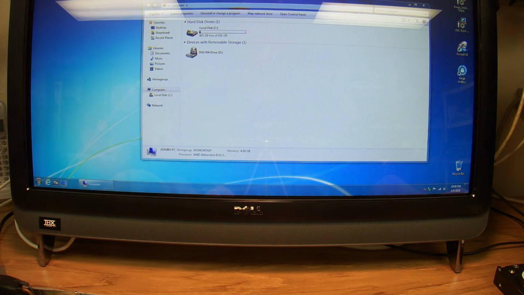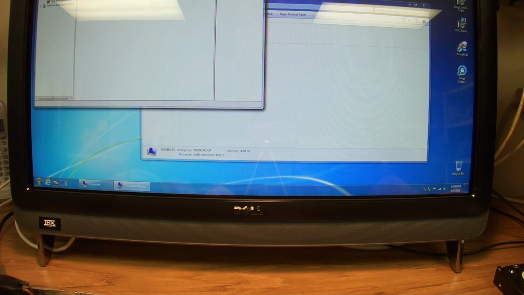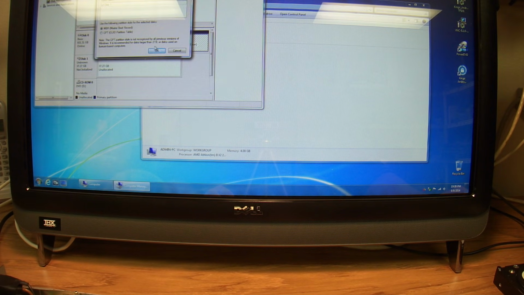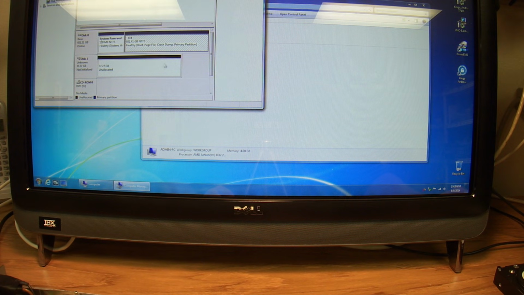If we go to My Computer and go to Manage and Disk Management. Okay, so the hard drive is visible. That's a good sign.